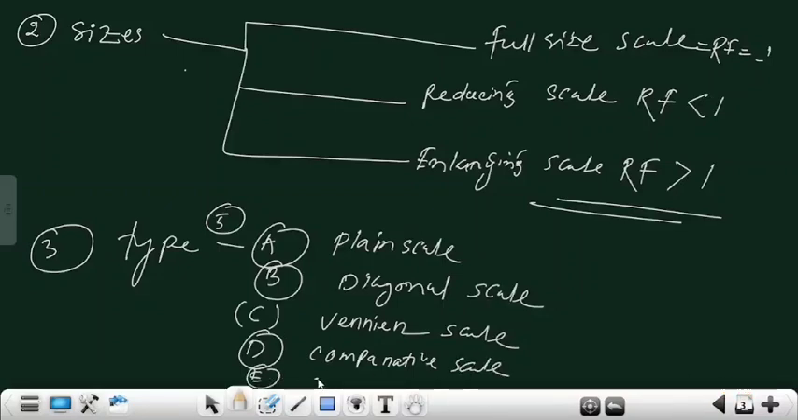Next, number 5 will be scale of chords. Okay, this plane scale and diagonal scale will be discussed next. After scale is over, we have to discuss this vernier and comparative scale. Okay, next our type is units.